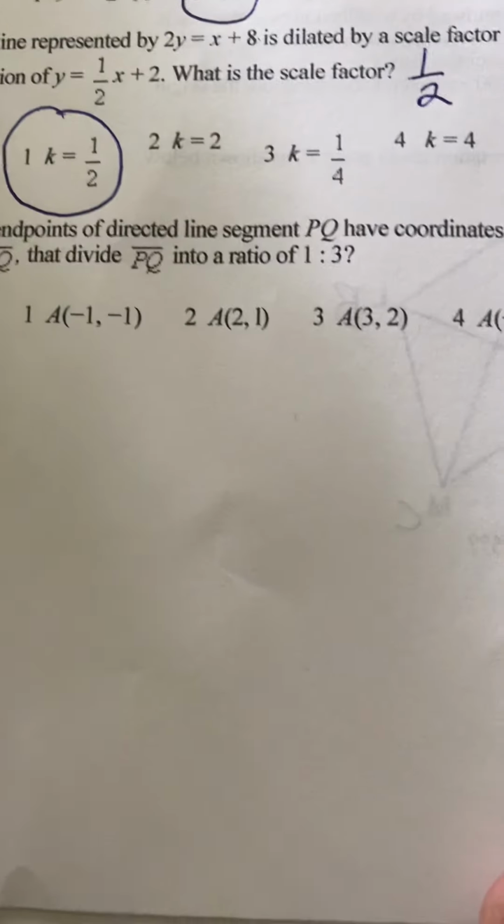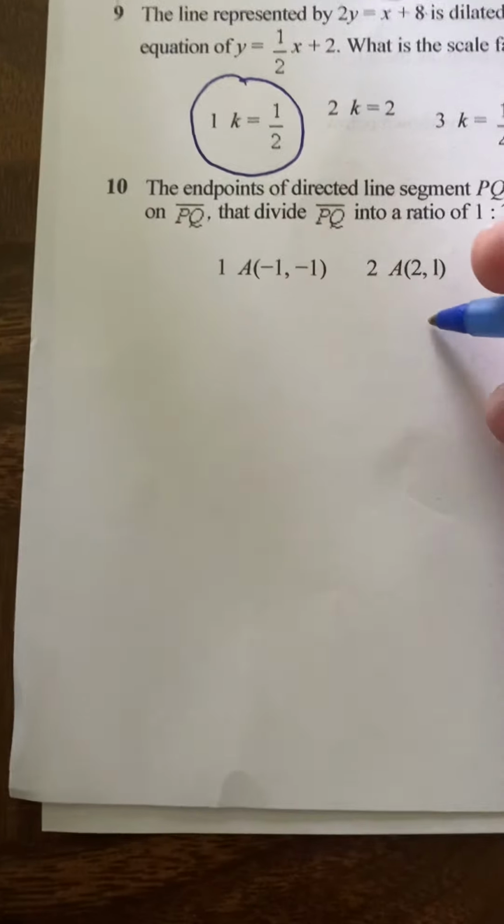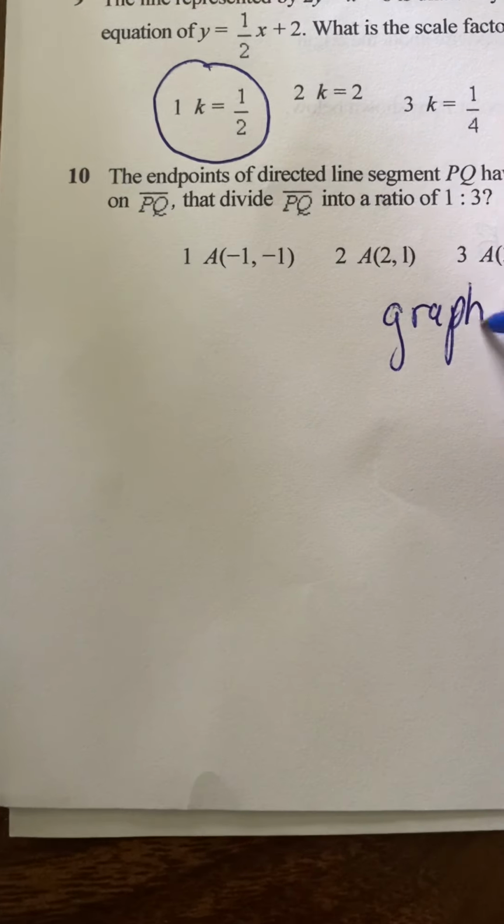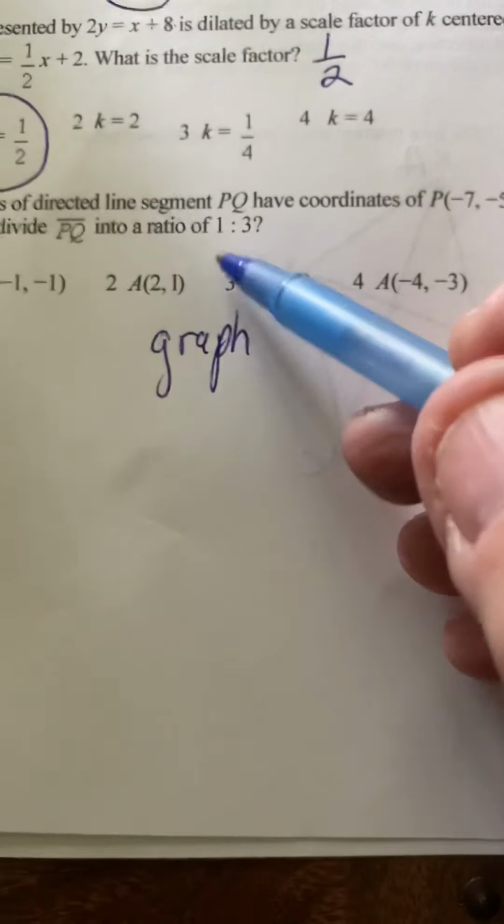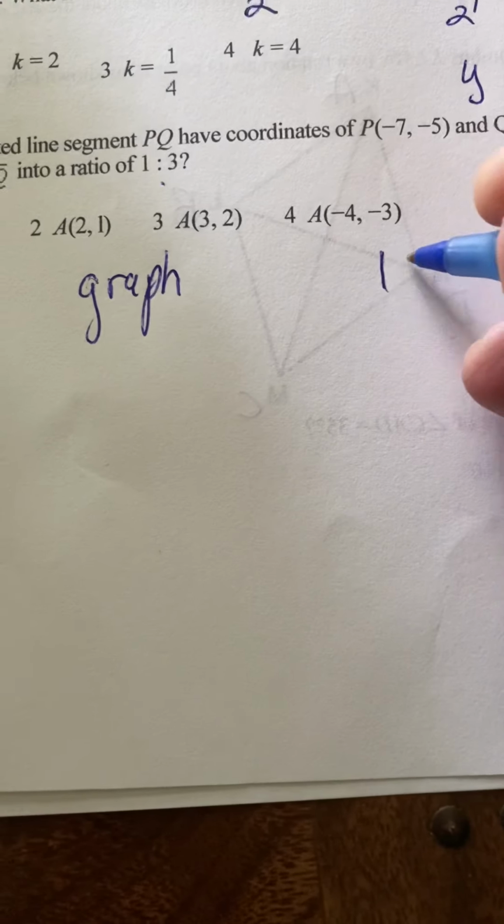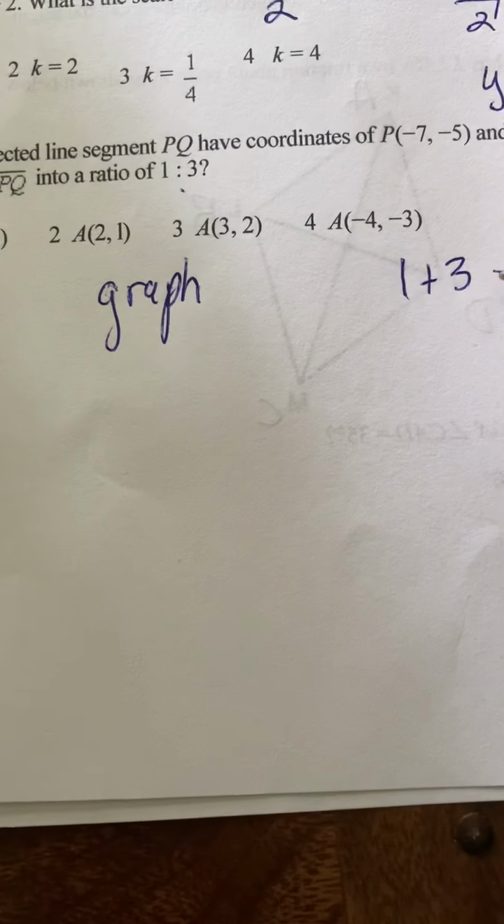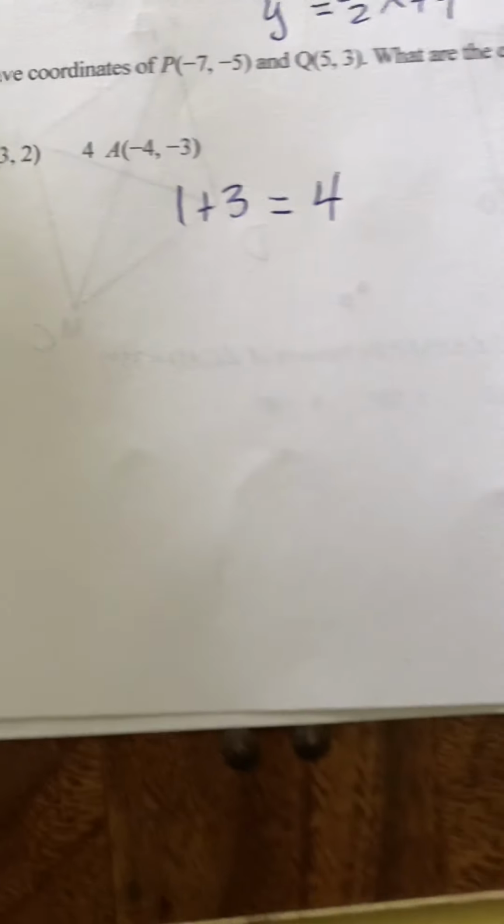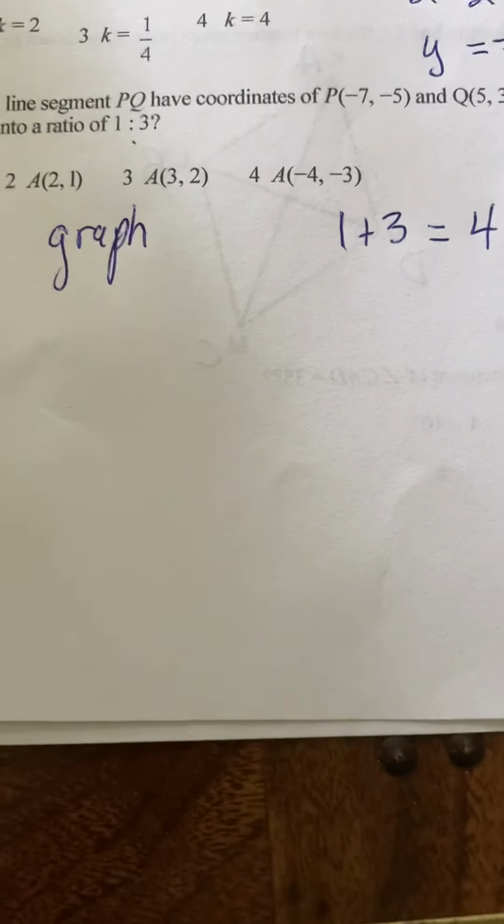Okay? And then for number 10, you're going to have to graph this one. Graph it, and they want it in the ratio of 1 to 3. So remember, you're going to add 1 plus 3. So you're going to divide that into 4 equal parts, or divide your slope into 4 equal parts.